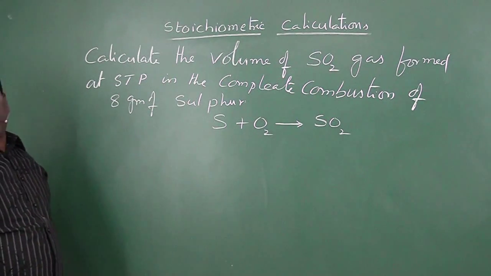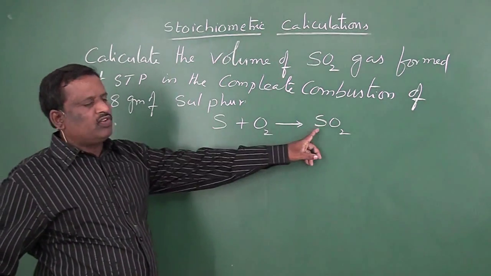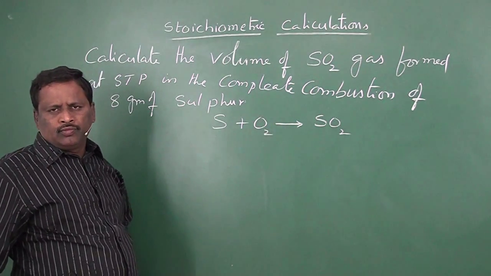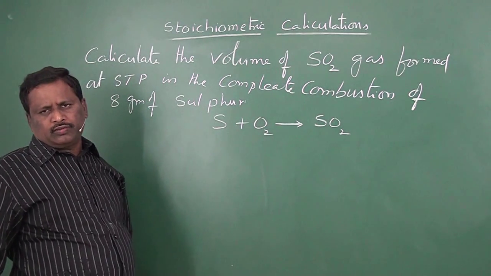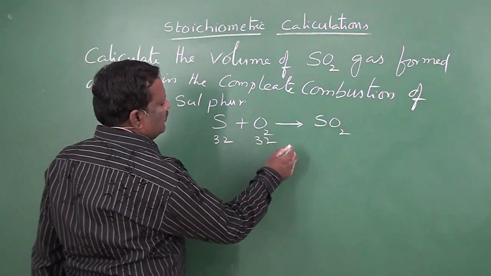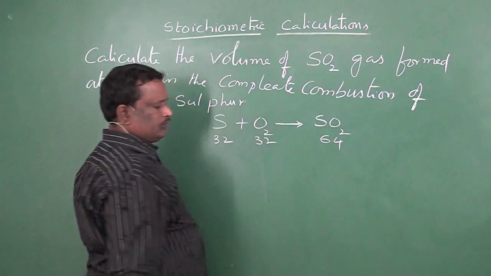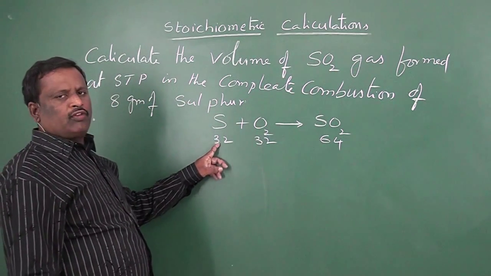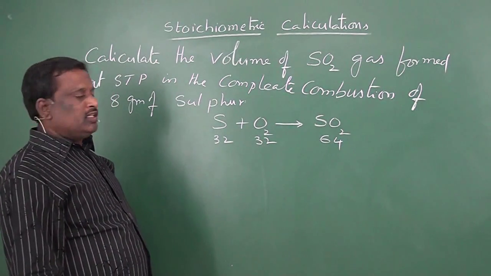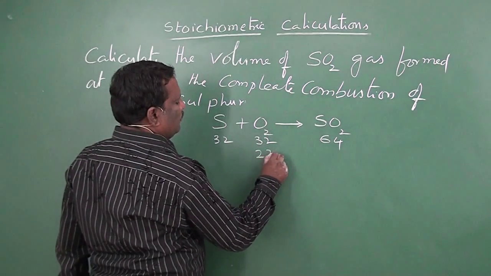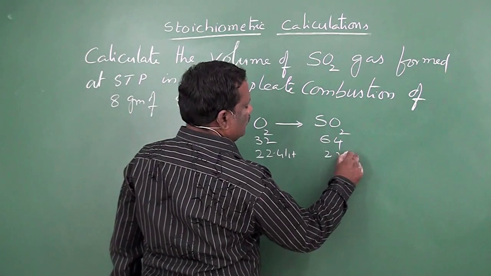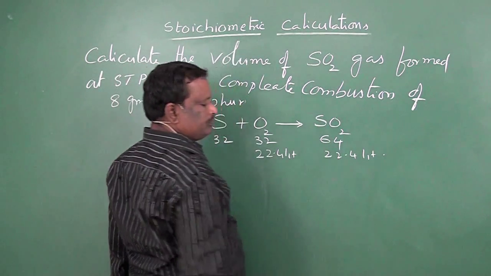Now, if you apply the stoichiometric proportions here, one sulfur on the reactant side and one sulfur on the product side, 2 oxygens on the reactant side, 2 oxygens on the product side. So it is a balanced equation. Now you can apply the stoichiometric proportions. 32 units of sulfur reacts with 32 units of oxygen to give 64 units. That means 32 grams of sulfur will burn in the presence of 32 grams of oxygen to give 64 grams of sulfur dioxide. This 32 grams of oxygen will occupy 22.4 liters at STP, and the 64 grams of sulfur dioxide will also occupy 22.4 liters at STP.